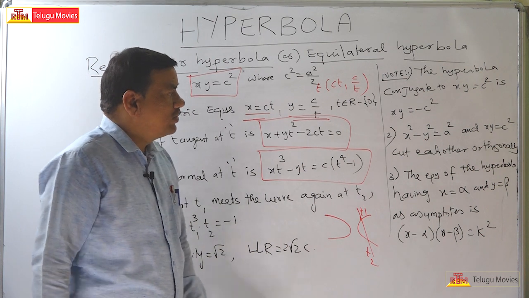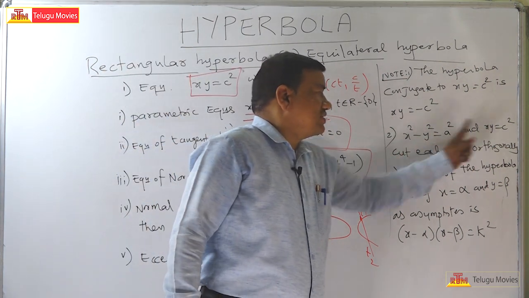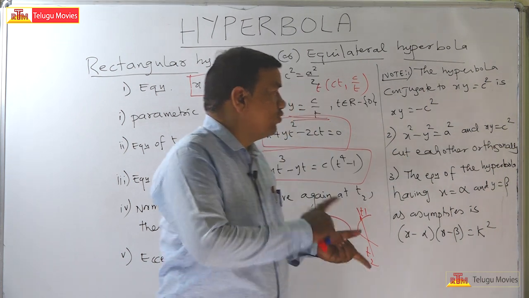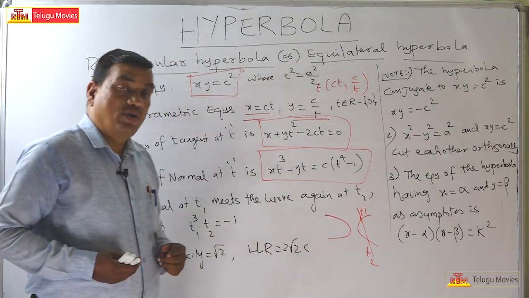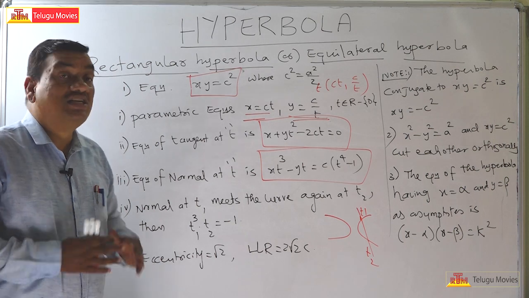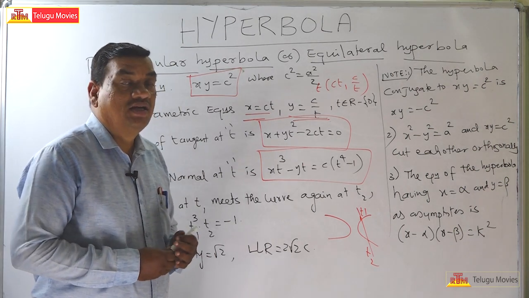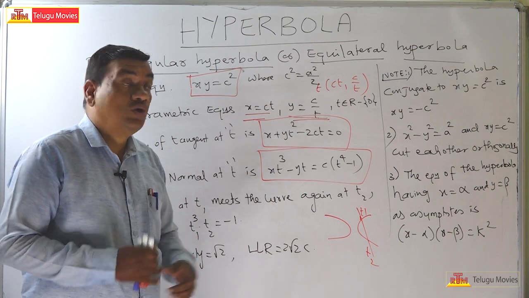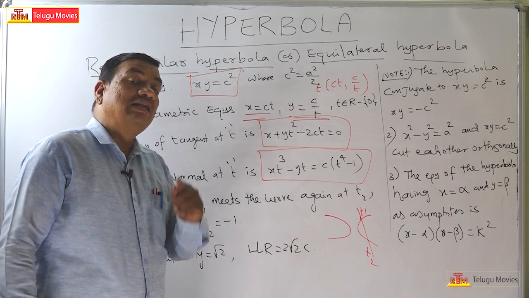Okay now, next: both of these, x square minus y square is equal to a square and xy is equal to c square, are rectangular hyperbolas that cut each other orthogonally. That means the angle between those two curves is 90 degrees.